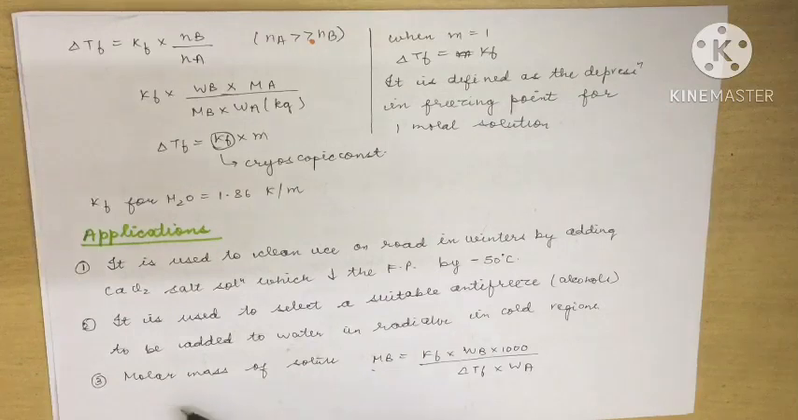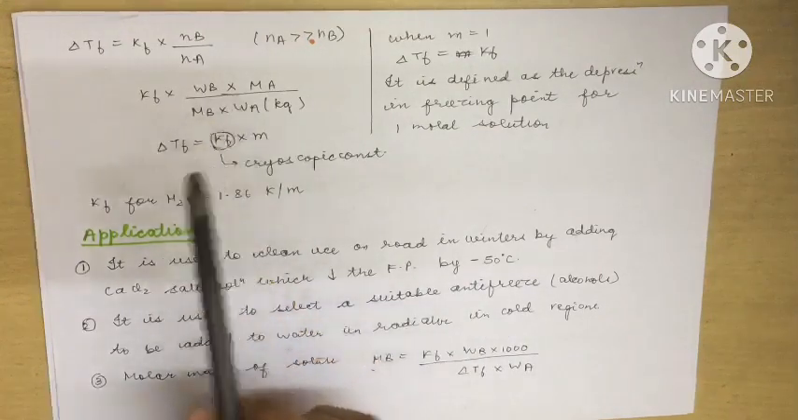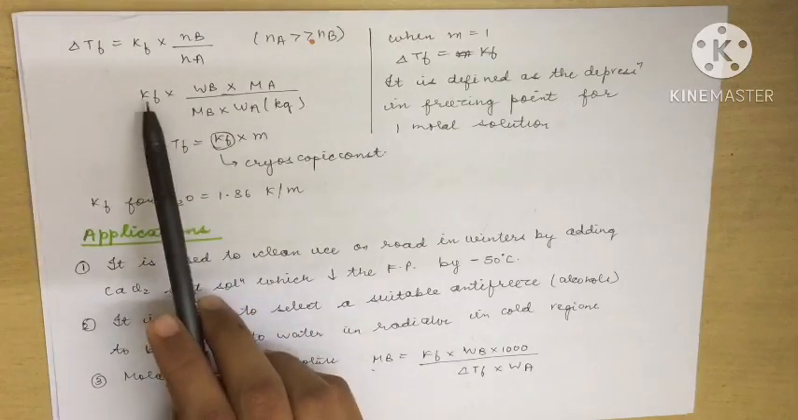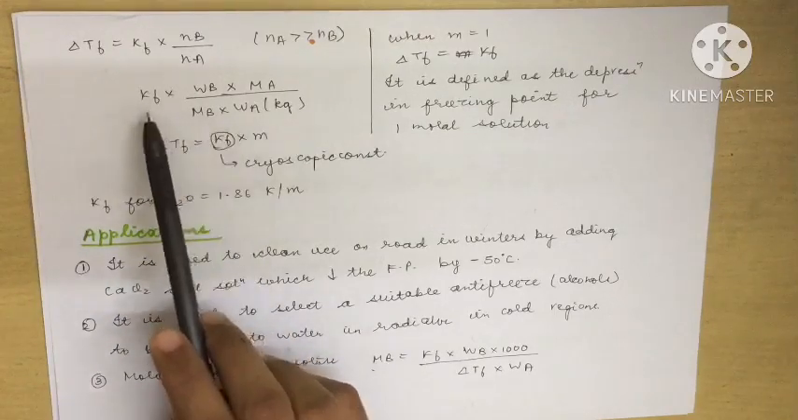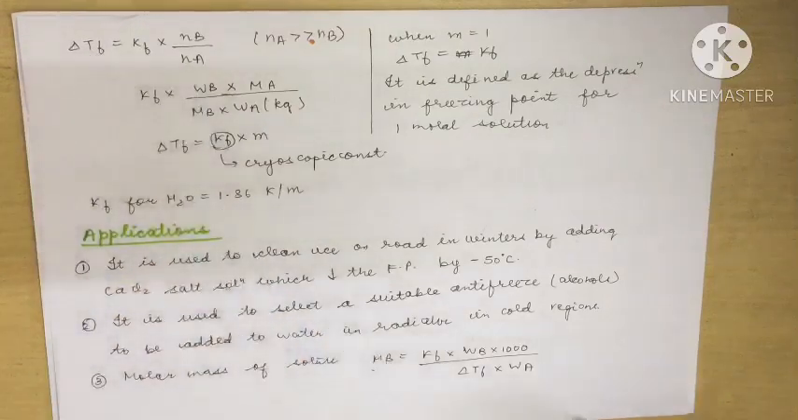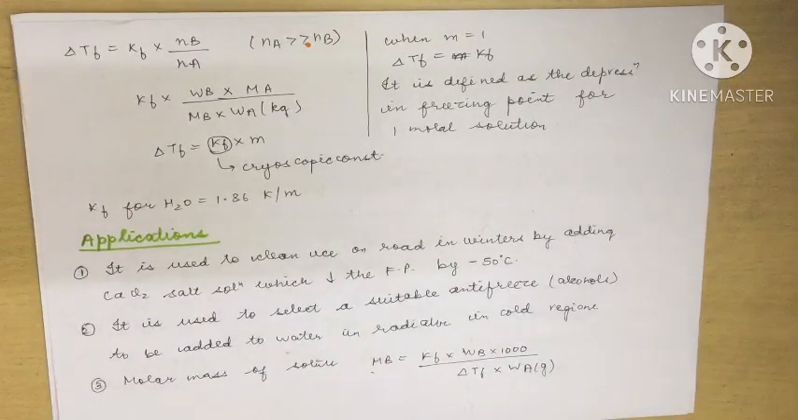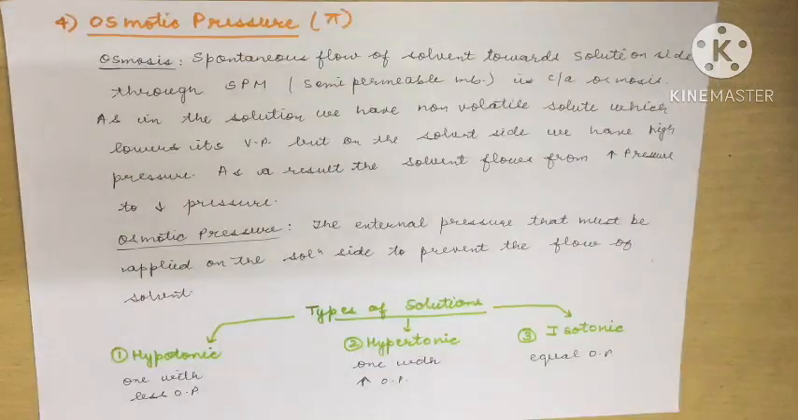Third, we can calculate the molar mass again, as we are doing with all colligative properties. Here also we can calculate the molar mass. By putting this we have to find out the molar mass of solute, that is MB. If we have to find out, we'll send it here and we'll bring this Kf, we'll bring this delta Tf down. So MB will be equal to Kf into WB into 1000 upon delta Tf into WA. This WA, when it is in grams, it will be 1000. So these are the applications of the depression in freezing point.